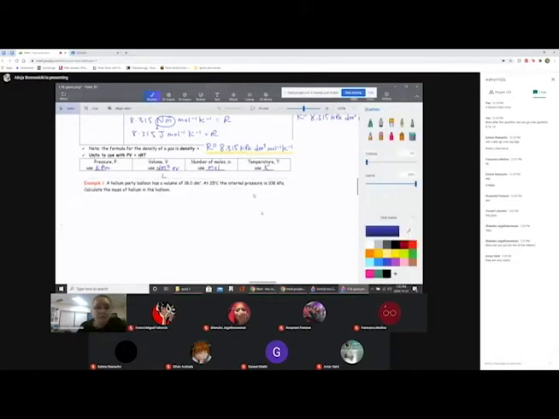Okay, so we're going to do some questions. We're going to use PV equals nRT. So a helium party balloon has a volume of 18 liters. Notice how I say liters instead of dm3. dm3 is cumbersome to say, liters is not. At 25 degrees Celsius, the internal pressure is 108 kilopascals. Calculate the mass of helium in the balloon.